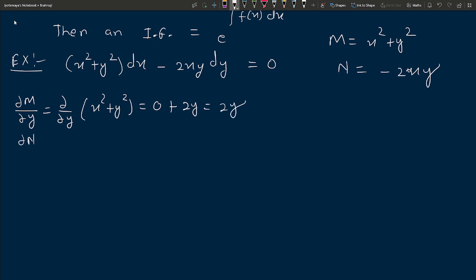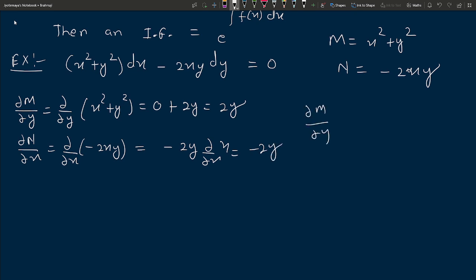Now del N by del x. Del by del x of N. What is N? N is minus 2xy. Now this is the partial derivative with respect to x. So minus 2y is a constant, del by del x of x, the derivative of x is 1. So minus 2y. So clearly these two are not equal.